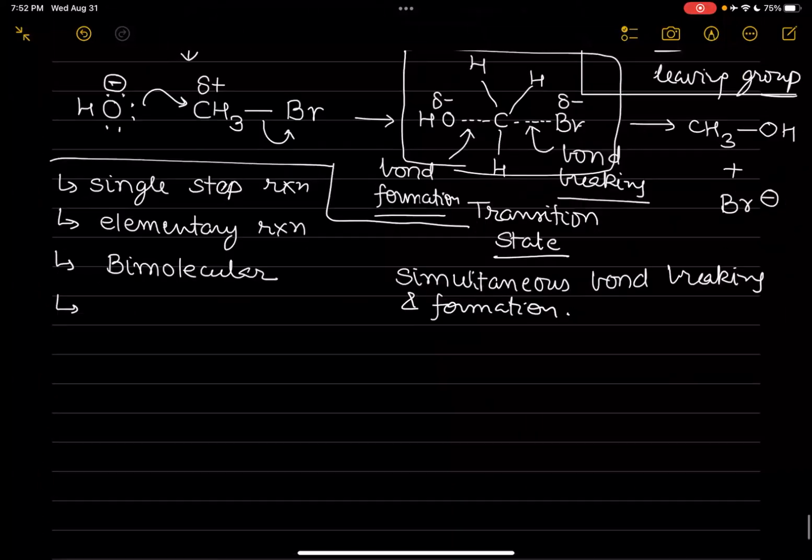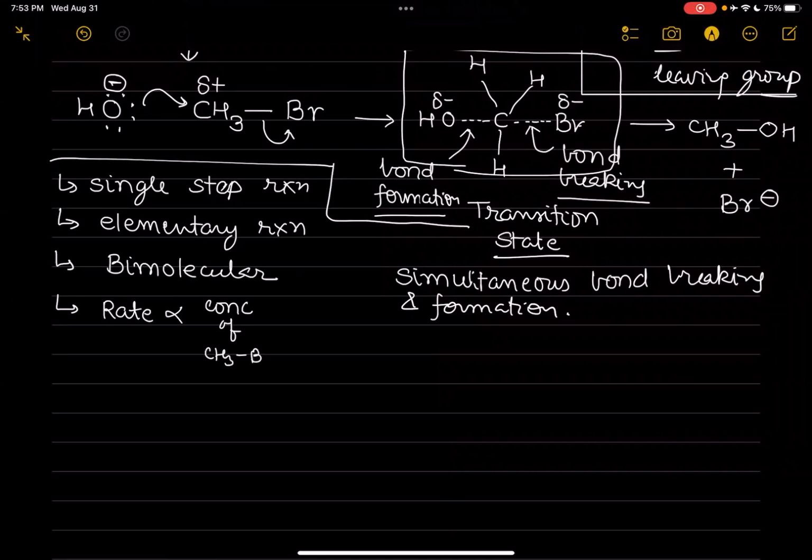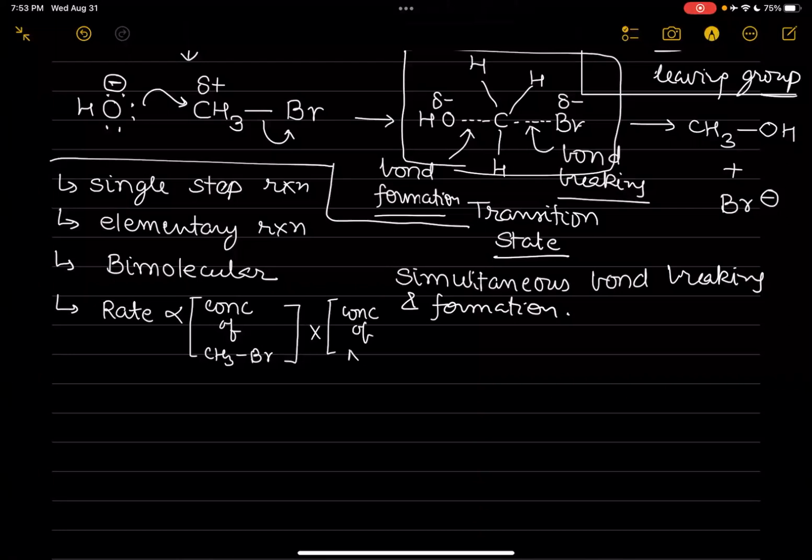That is happening. And suppose you try to find the rate or the speed of the reaction. The rate of the reaction is directly proportional to the concentration of the substrate. Substrate is alkyl halide. Concentration is mentioned in square brackets, into the concentration of nucleophile.